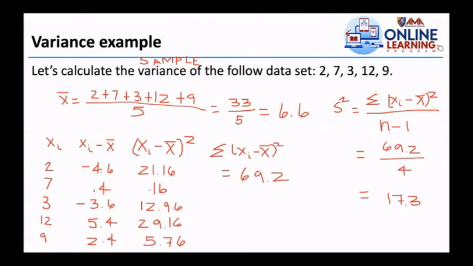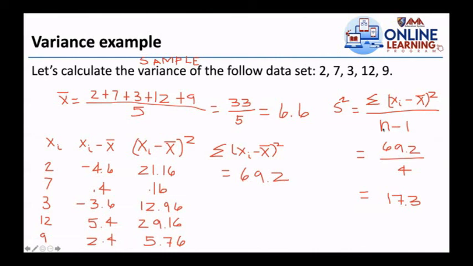Since this is variance or standard deviation, in other words a measure of dispersion, we want to relate each value to the mean. So we subtract: 2 minus 6.6 is negative 4.6, 7 minus 6.6 is 0.4, and so on. Now, to apply the formula, you have to square these. Since there's a summation, you add all of them, we get the sum, then we substitute. That's all we have to do.